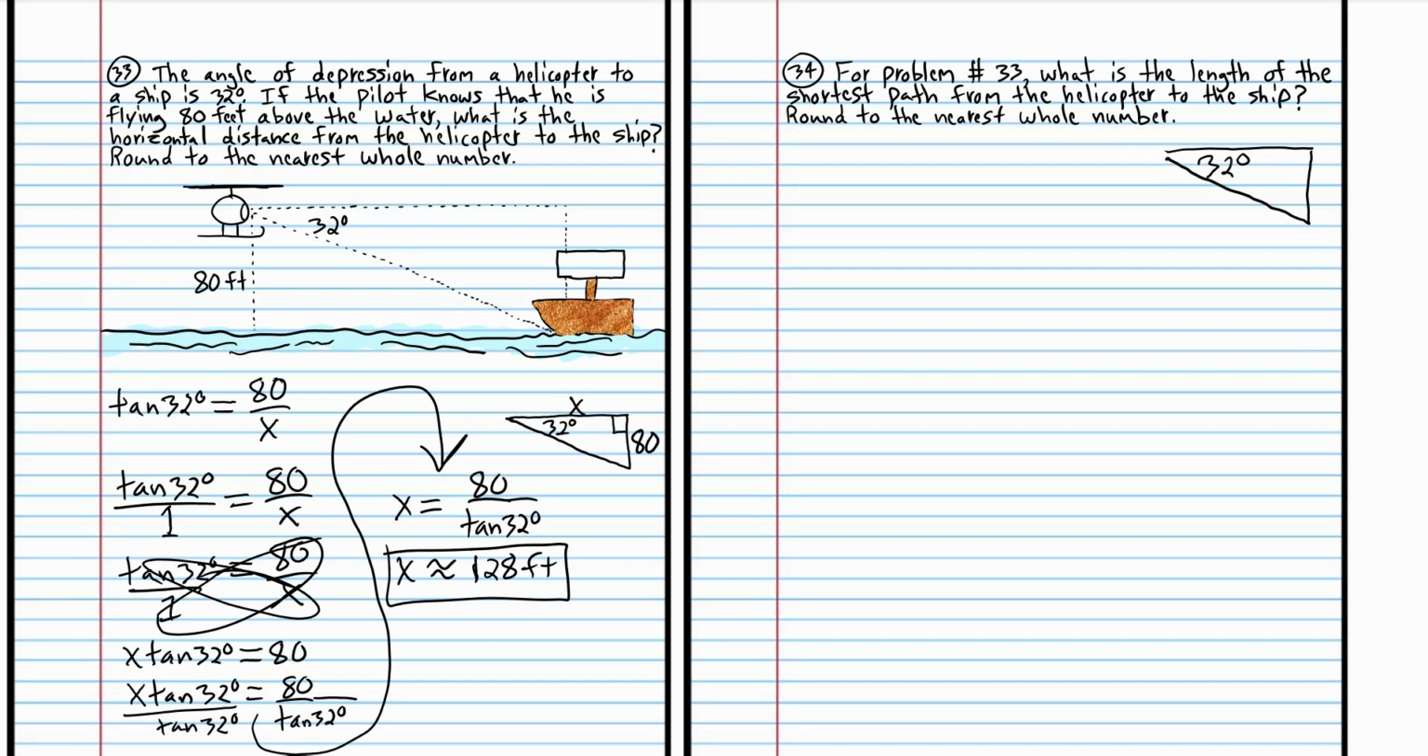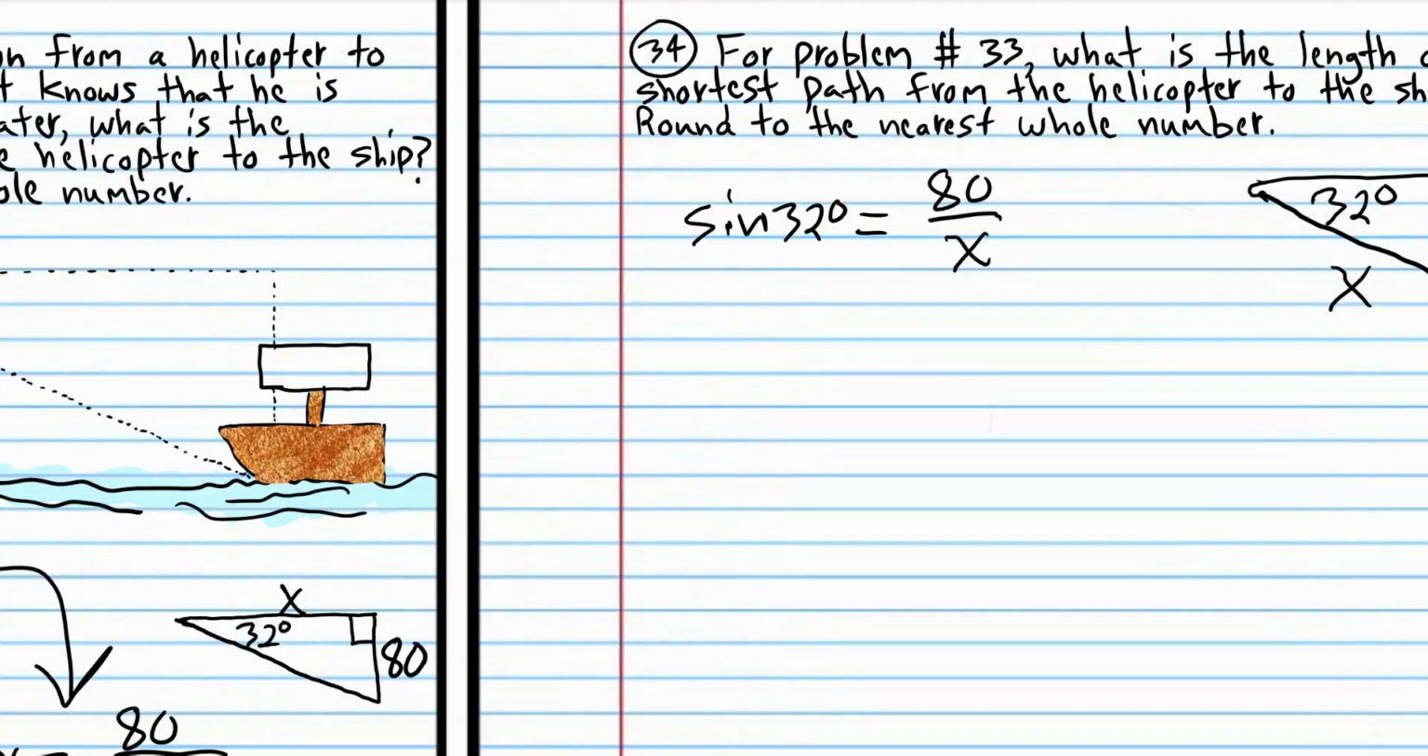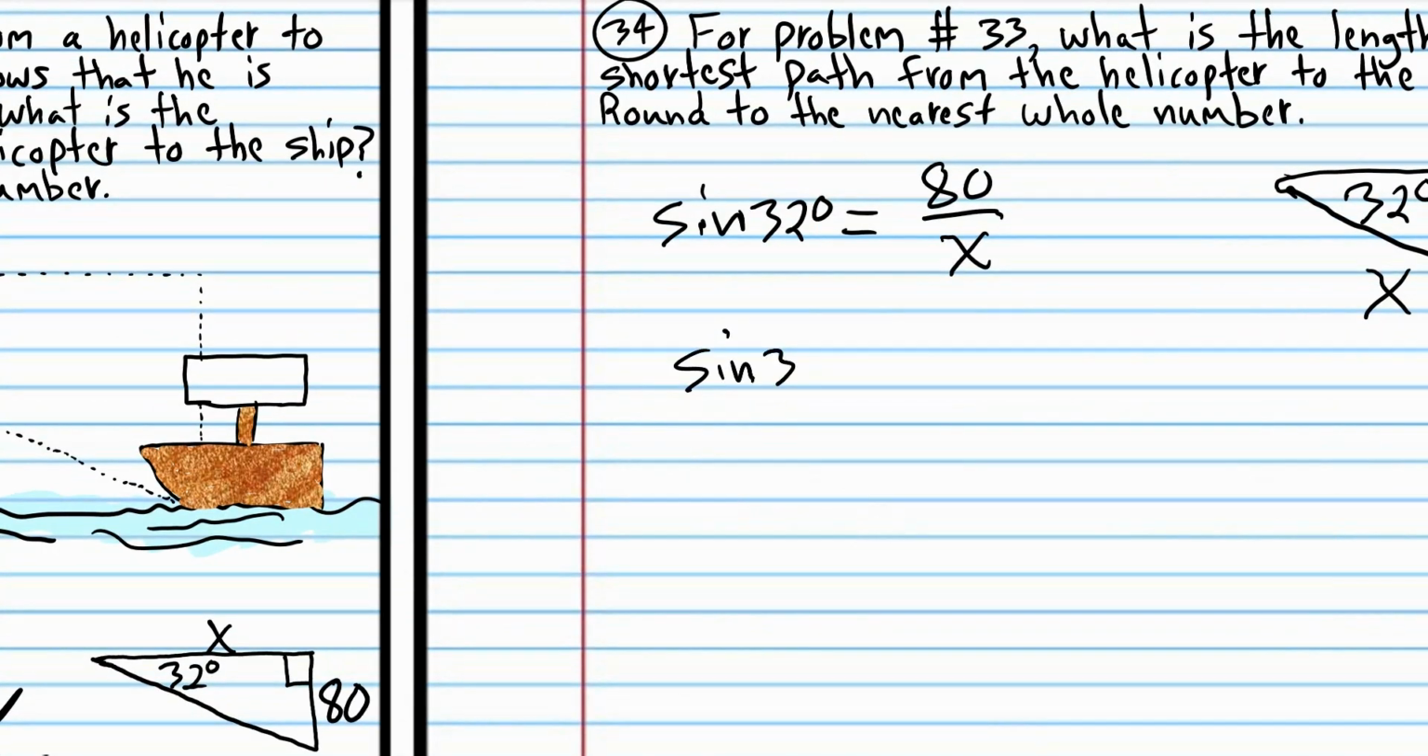So I'm going to redraw that triangle. And the hypotenuse is what we're looking for. I'll call that x. And we know that this side is 80. So we have to figure out what ratio we're going to use, and it looks like we can use sine. So I'm going to use sine 32 degrees is equal to the opposite side over the hypotenuse. And again, same situation. We're going to write sine over 1 because we've got x in the denominator.